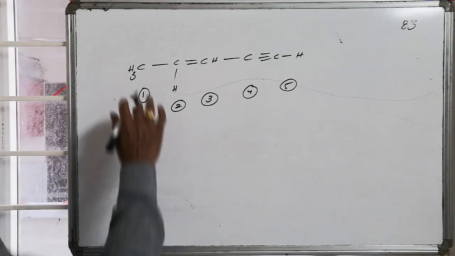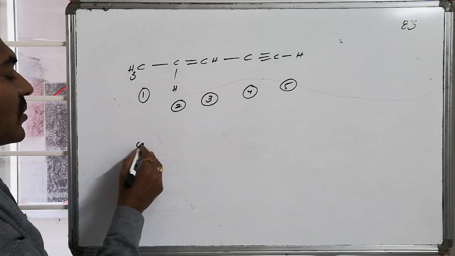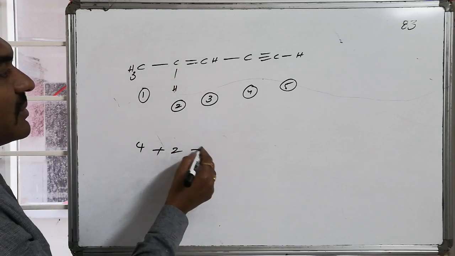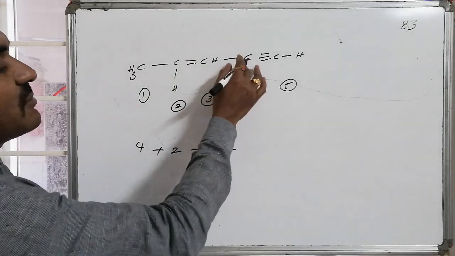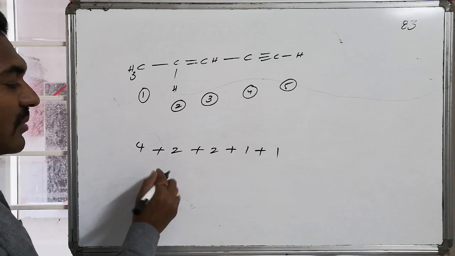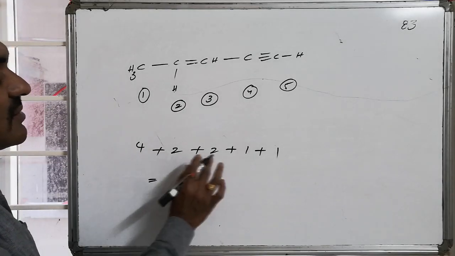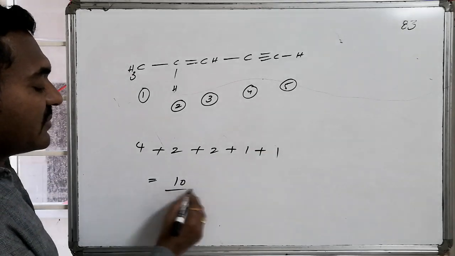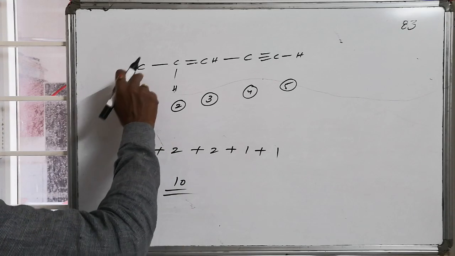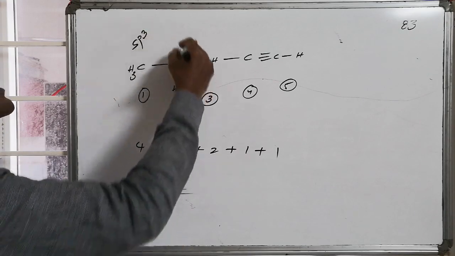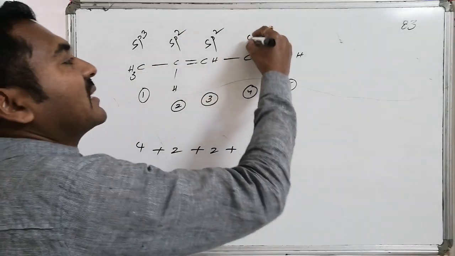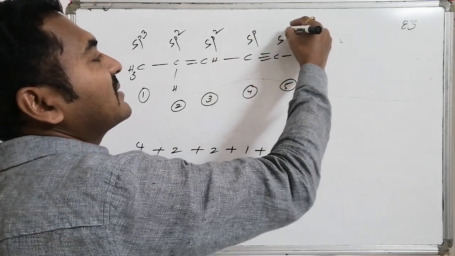In this 5-carbon system, this carbon is associated with 4 sigma bonds, whereas this carbon is associated with 2 extra sigma bonds, and this one is associated with 2 extra sigma bonds, this one is associated with 1 sigma bond, and this one is also associated with 1 sigma bond. The total number of sigma bonds will be 4 plus 2 is 6, 6 plus 2 is 8, 8 plus 2 becomes 10 sigma bonds. It is associated with 10 sigma bonds, because sp3 hybridization gives 4 sigma bonds, sp2 hybridization 3 sigma bonds, sp2 hybridization 3 sigma bonds, sp hybridization 2 sigma bonds, sp hybridization 2 sigma bonds.